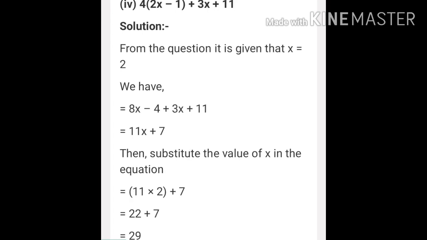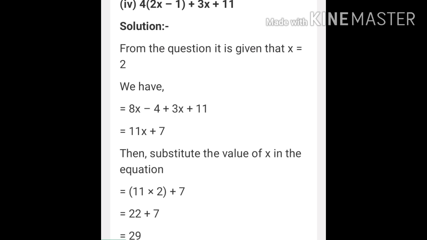Next part, 4 multiplied by the bracket of 2x minus 1 plus 3x plus 11. From the question it is given that x is equal to 2. Like in the previous part, we multiply the constant outside the bracket. Same way, we multiply 4 with the bracket of 2x minus 1. So we will get 8x minus 4 plus 3x plus 11.